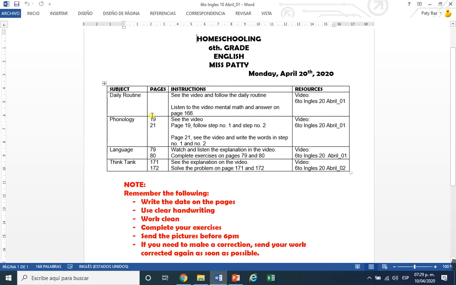So you have to send me these pages, okay? Phonology 19 and 21, language 79 and 80, and think tank 171 and 172. Don't forget to take this into consideration, please, children.